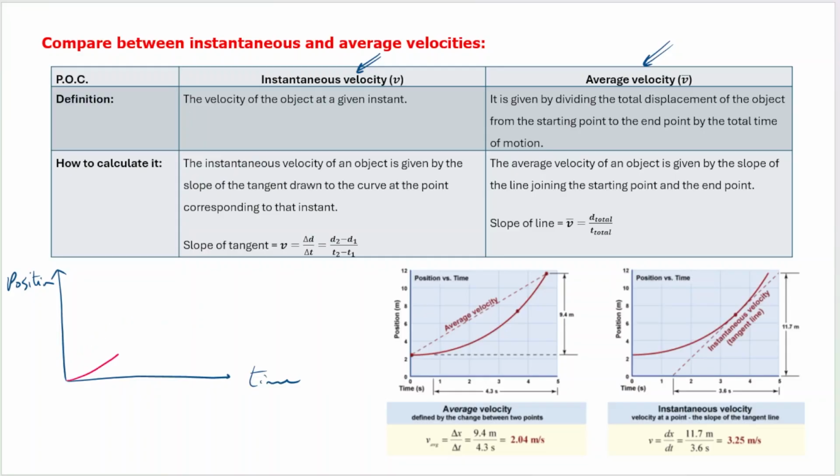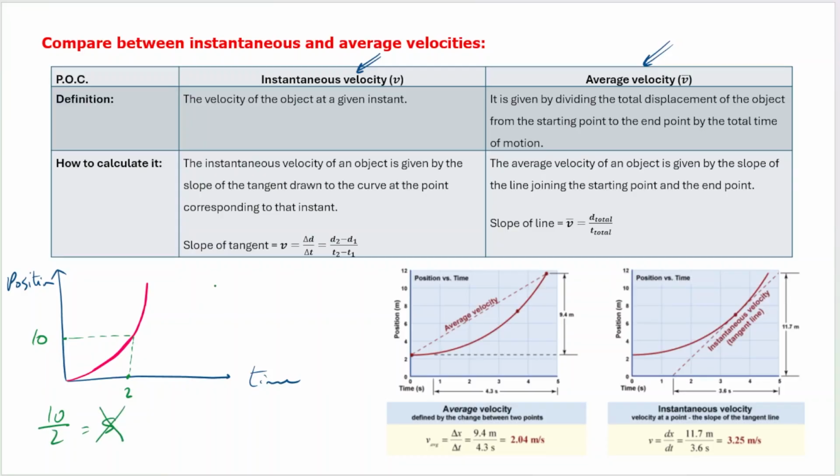So what if the object's velocity is increasing? What if this is 2 seconds? What if I am asking you to find its velocity after 2 seconds? Here, you might tell me that since the position is 10, you just divide 10 by 2, which is equal to 5. This is wrong.